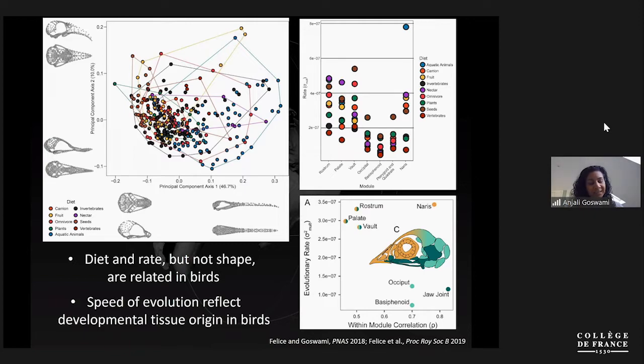skull looks like. And this is something that's really confused people for a few years now, because of course, when we think about Darwin's finches, it's a classic example of diet shaping the evolution of the skull. But when you look across all birds, that really doesn't hold, interestingly. So there isn't really a close relationship between diet and skull shape, but there is a close relationship between how fast skulls evolve and diet.